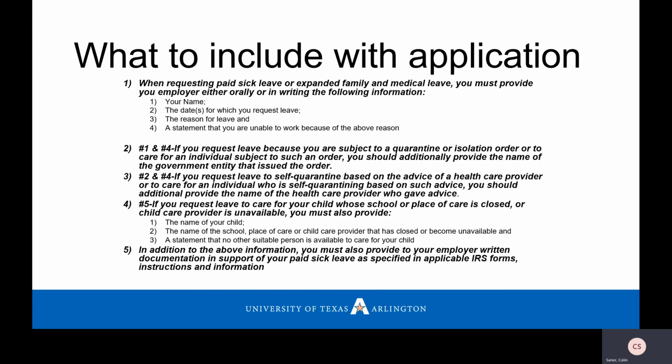If you are applying for either number 1 or number 4, if you request leave because you are subject to a quarantine or isolation order, or to care for an individual subject to such an order, you should additionally provide the name of the government entity that issued the order. This could be the federal government, a state government order, or a local authority such as a county or city.